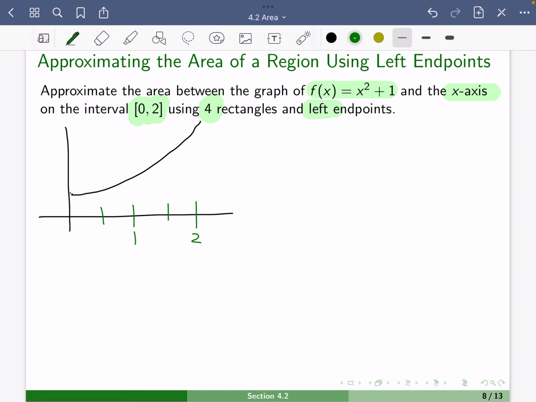So the first height is going to be defined here at 0. This is 0.5. Our next height is going to be defined by the function value at 1/2. The next height is the function value at 1. And then we have 3/2.